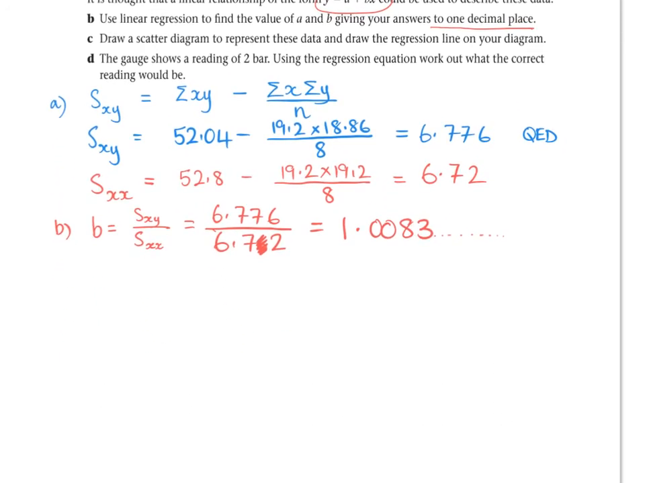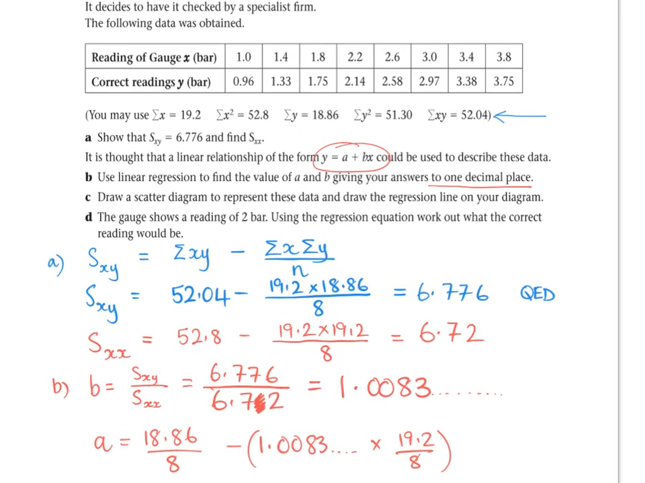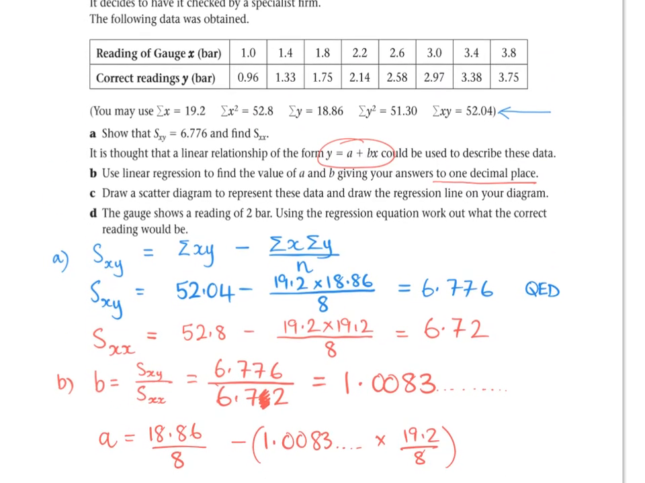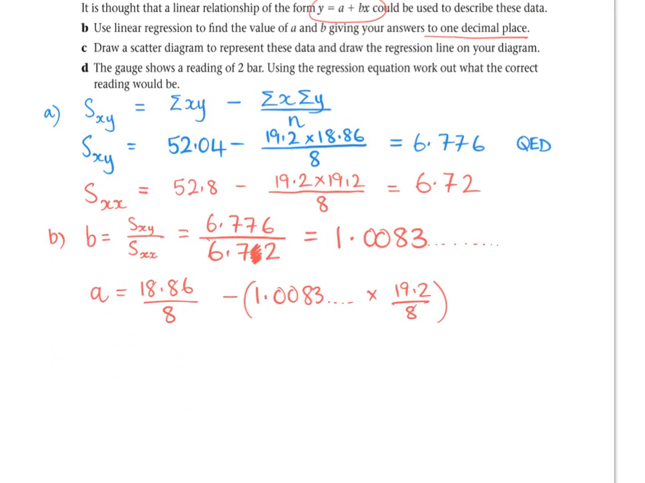To work out what a is, it's equal to 18.86 divided by 8 minus 1.0083, keep your calculator display on there, multiplied by 19.2 over 8. So that's your x bar and your y bar. If you look back at your data, you'll be given the sum of x as 19.2. So that part there is your x bar and that part there is your y bar.